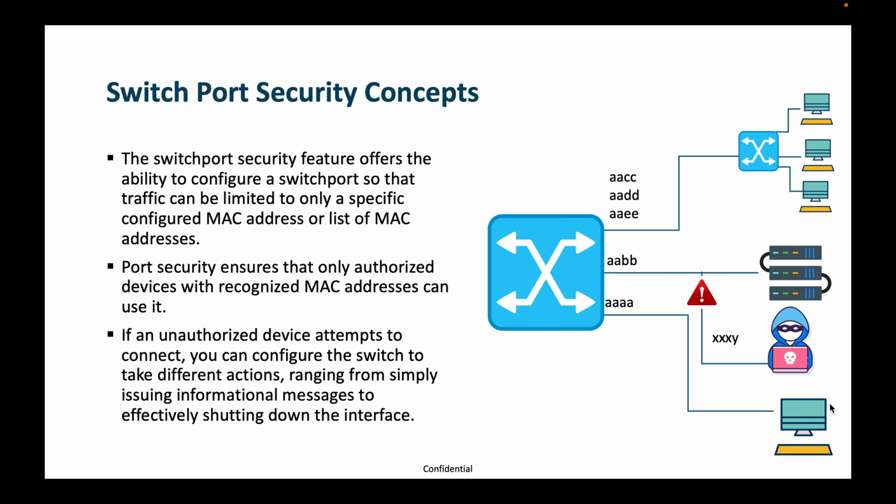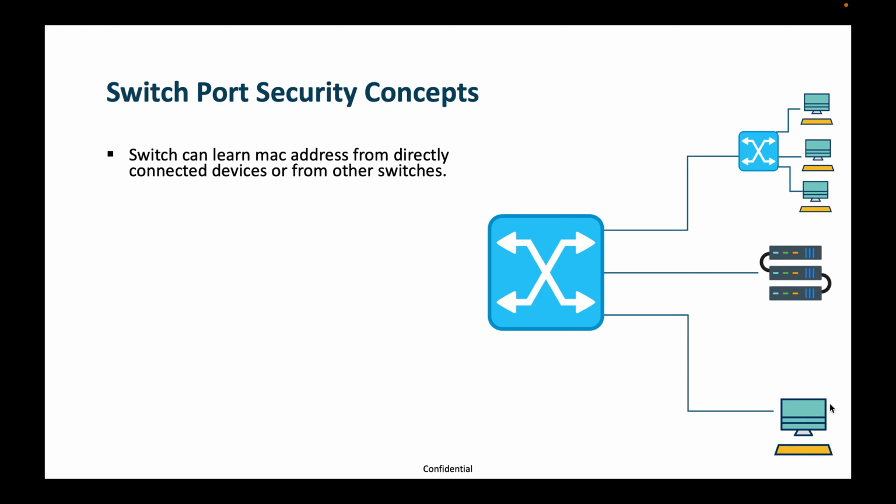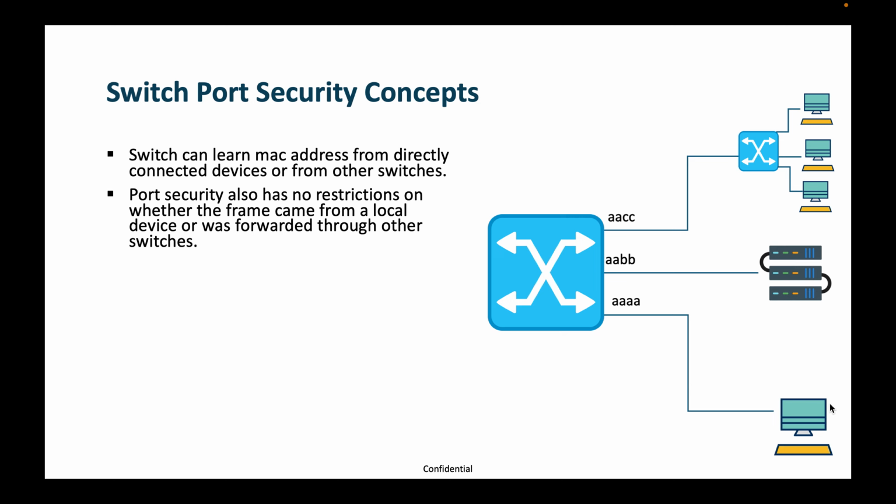Port security identifies devices based, as I said, on the source MAC address of the devices. So, a switch can learn MAC addresses from directly connected devices or from other switches. As you can see on the top right, there are three PCs connected to the switch, but it can also learn from another switch as well. Port security has no restrictions on whether the frame came from the local device or was forwarded from the other switch. If you see the MAC address AACC, it came from the other switch because the PC is connected to the other switch.